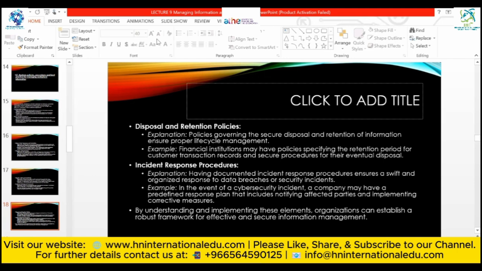Incident response procedures. Having documented incident response procedures ensures a swift and organized response to data breaches or security incidents. For example, in the event of a cybersecurity incident, a company may have a predefined response plan that includes notifying the affected parties and implementing corrective measures. Obviously, beforehand, they have done the homework at the back. So we cannot directly tell them that you haven't provided the data for this specific department. Everything is pre-planned. By understanding and implementing these elements, organizations can establish a robust framework for effective and secure information management.